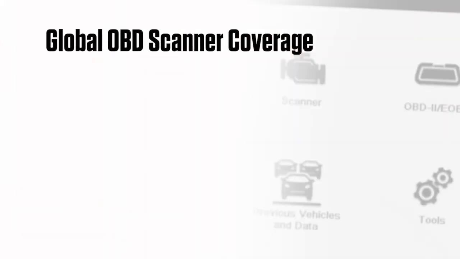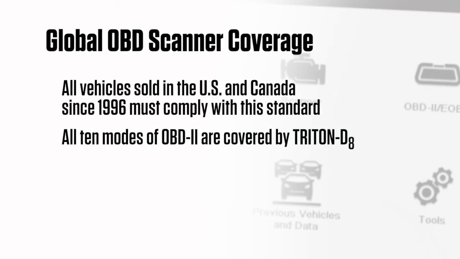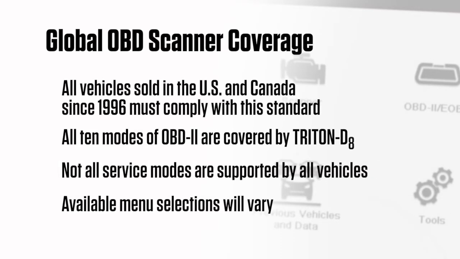Global OBD scanner coverage is strictly related to emissions-related coverage and is universal in that all vehicles sold in the U.S. and Canada since 1996 must comply with this standard. All 10 modes of OBD-II are covered by this tool and are accessed by selecting the OBD-II icon on the home screen. Not all vehicles support all 10 modes, so results will vary.